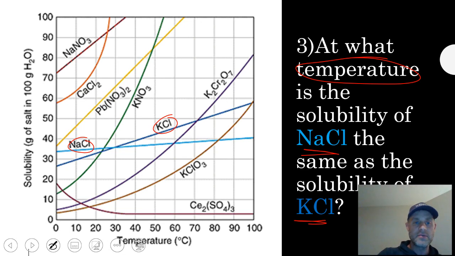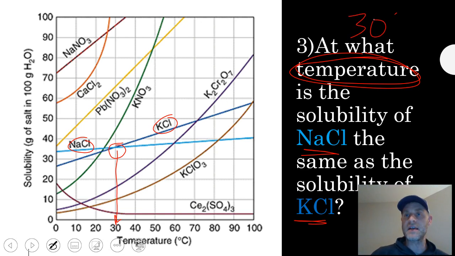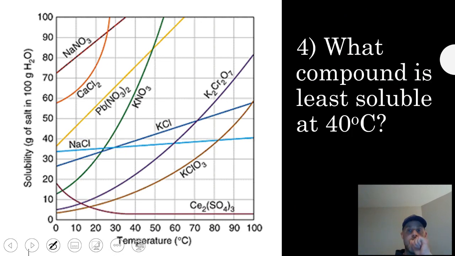So I look, sure enough, right there. The dark blue and the light blue intersect. So I've got to find out what temperature. Temperature, remember, is at the bottom. So I'm going to find that intersection, and I'm going to go down. There it is. Looks to me like they intersect at 30 degrees Celsius. So what does that tell you? At 30 degrees, I can dissolve the same amount of sodium chloride as I can potassium chloride. They have equal solubility.